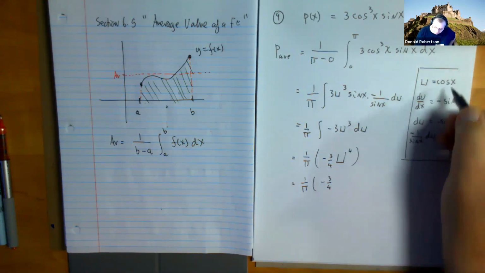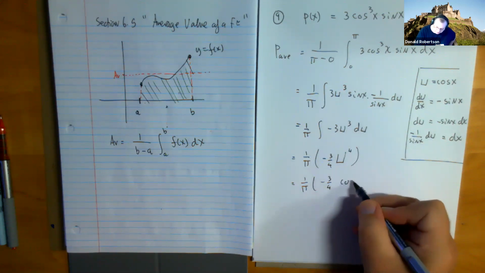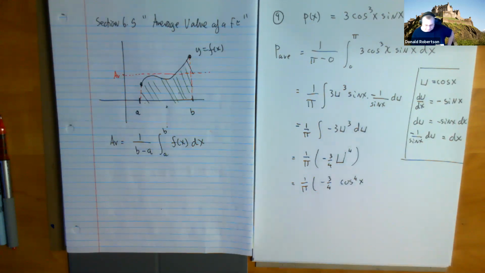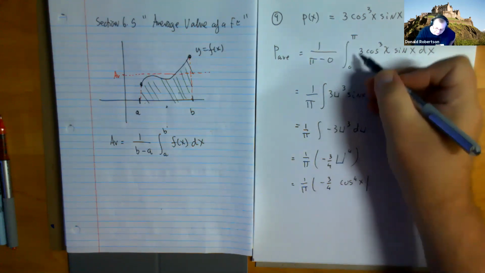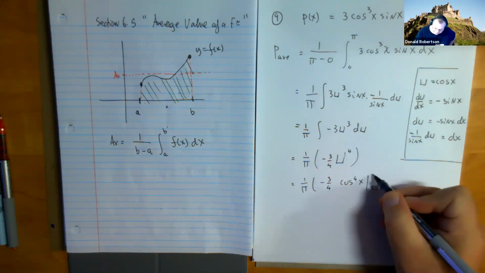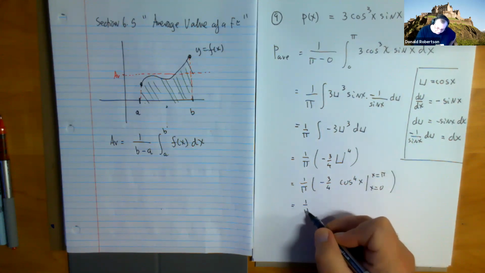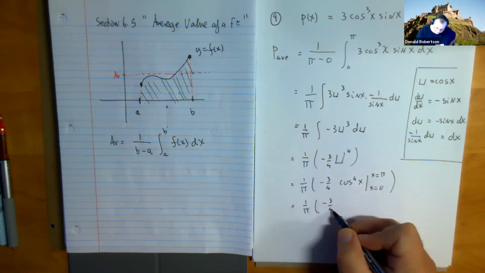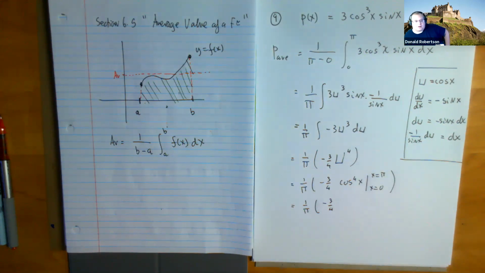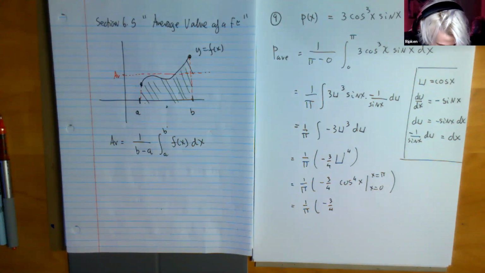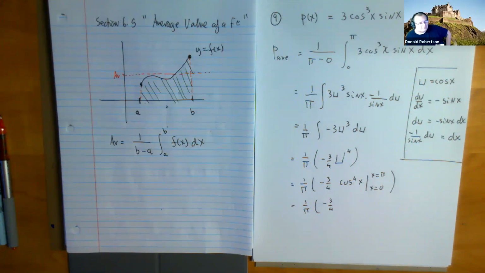I'll return the u to a cosine, so u to the 4 becomes cosine x to the 4. And now I can evaluate it at 0 and pi. Right, cosine of pi. Isn't the cosine of pi negative 1? Great. So negative 1 to the 4, isn't that just 1 again? So that's where the 1 came from.